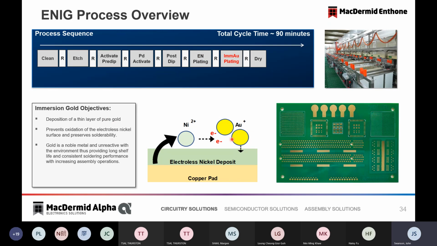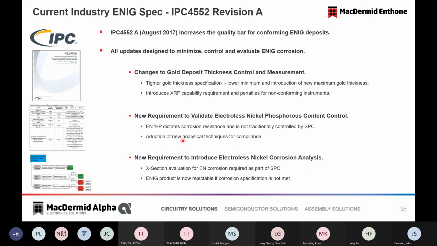The gold operation is an immersion reaction. So we have a mixed system with an electroless and an immersion reaction where the gold displaces the nickel to form the final step on the ENIG coating.